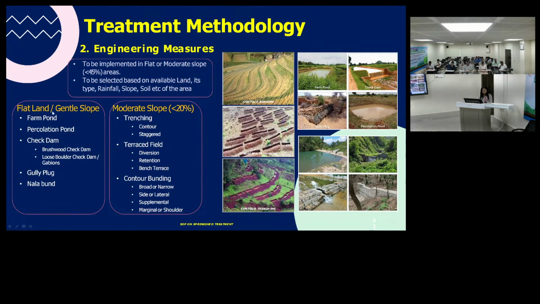So for flat and gentle slope, farm ponds, percolation ponds, check dams, gully plugs, and nala bunds can be constructed. For a moderate slope, trenching, terrace fill, contour bunding. So these are some of the images. Farm ponds can be constructed, check dams, percolation ponds. So all these engineering structures are to arrest the flow of that water and to recharge the groundwater.